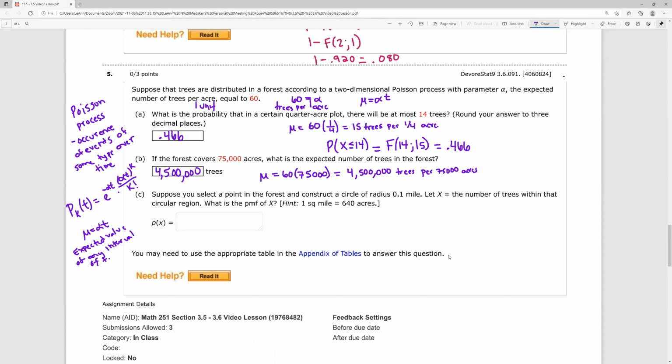Or I should say the correct ratio of that, which is why they gave us a hint here. We want to know what the PMF of this specific one is. To be able to find that, to get our PMF, we have to know what alpha times T is going to end up being.